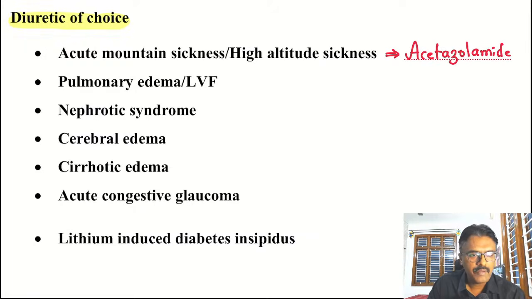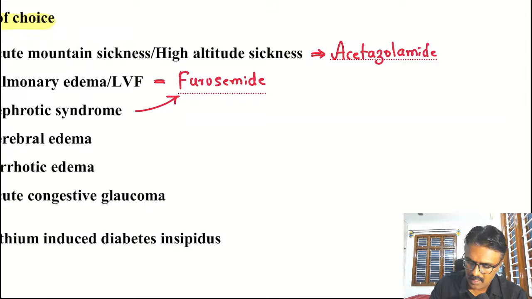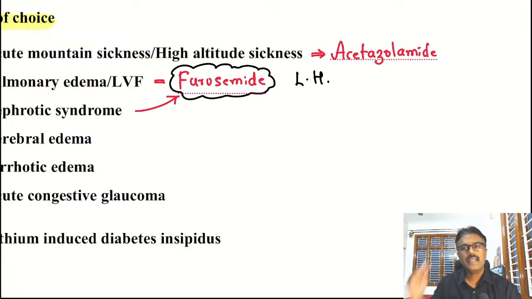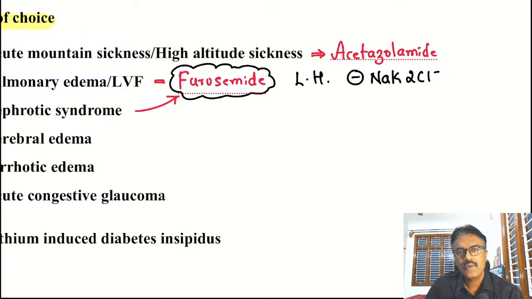Pulmonary edema or left ventricular failure, that means we use a loop diuretic, and the name is furosemide. Furosemide is also the diuretic of choice for nephrotic syndrome. But whenever I discuss these loop diuretics, where do they work? In the loop of Henle. Which part? Thick ascending loop of Henle. And what do they inhibit? They inhibit the sodium, potassium, 2-chloride cotransporter.